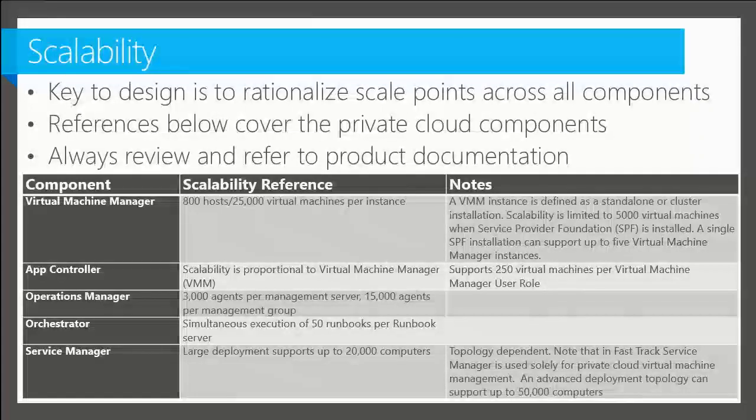Orchestrator is a standard baseline of 50 simultaneous runbooks per runbook server. Again, you can scale higher than that if needed, but there's just additional architecture design needed there. And then Service Manager, the deployment model that I just showed you, supports up to about 20,000 computer objects. We can, again, go higher than that. We just need more scalability on the Service Manager tier.